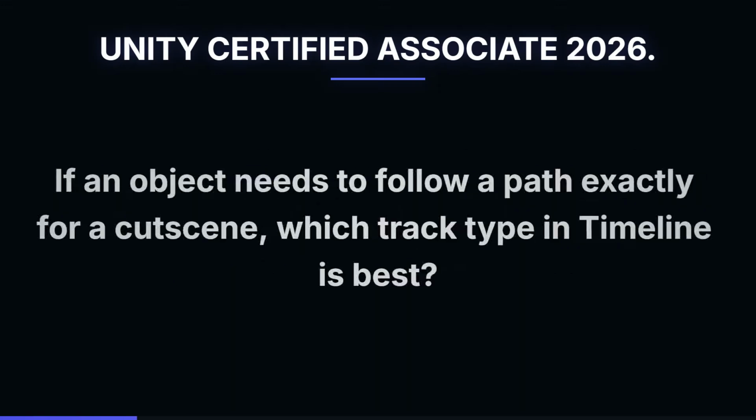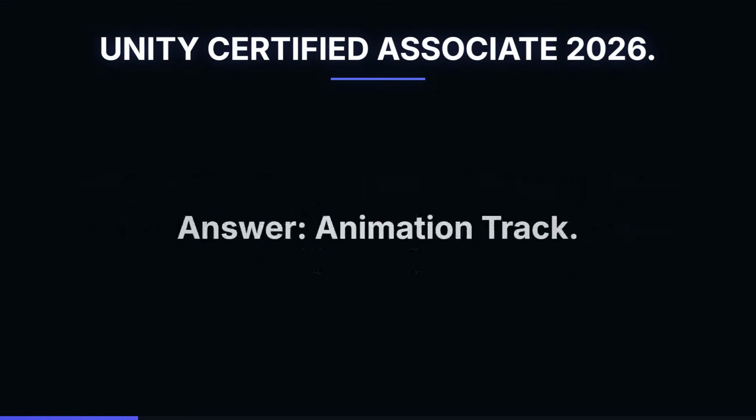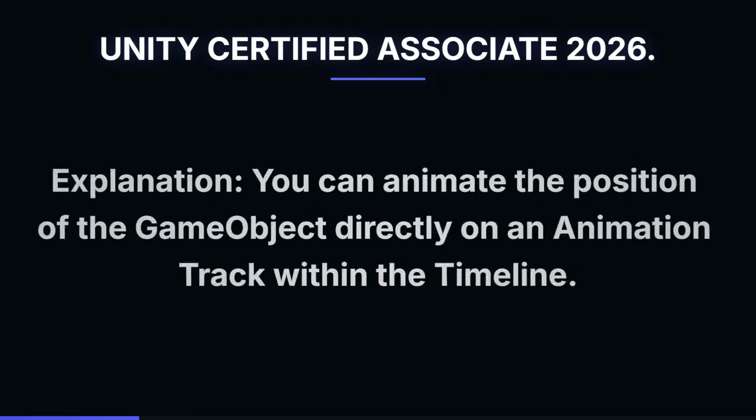15. If an object needs to follow a path exactly for a cutscene, which track type in timeline is best? Answer: animation track. Explanation: you can animate the position of the game object directly on an animation track within the timeline.